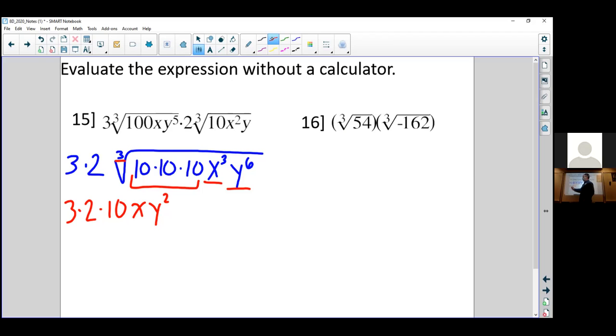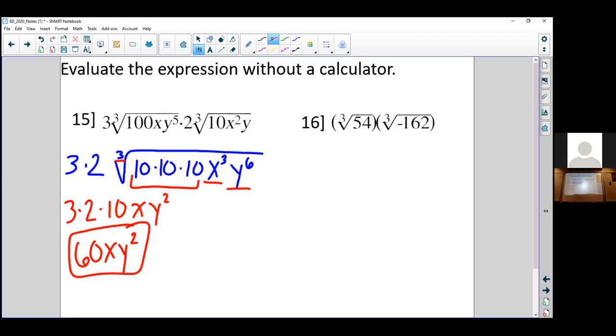Let's take care of the math. 3 times 2 is 6. 6 times 10 is 60. So I get 60xy squared. And the problem's done. And there's no more radical because we had perfect cubes in there. Woo! Good stuff.